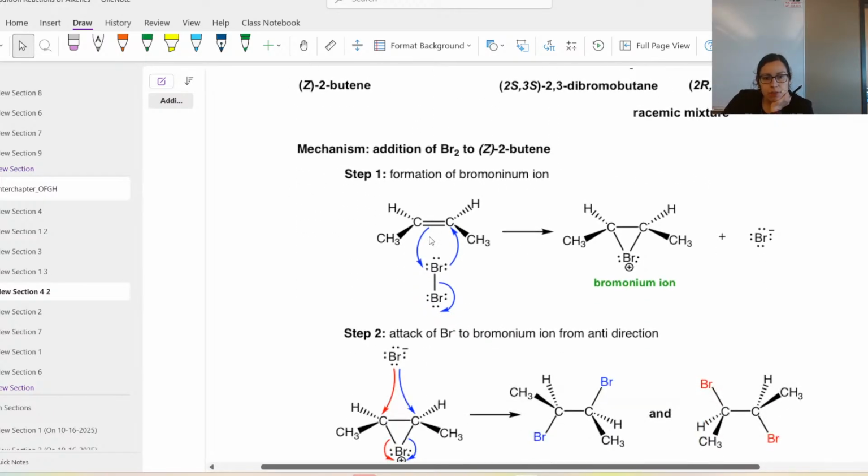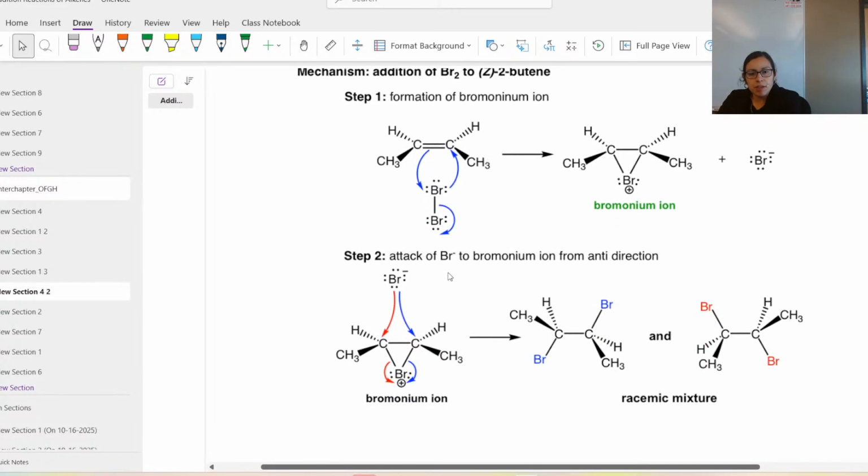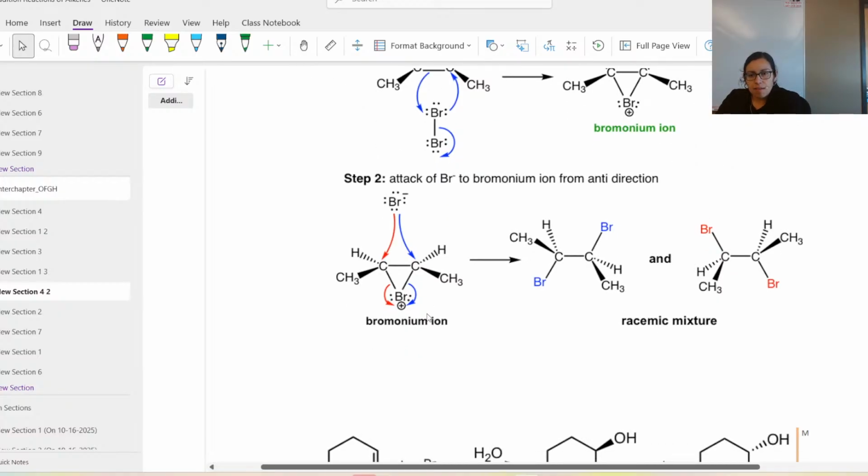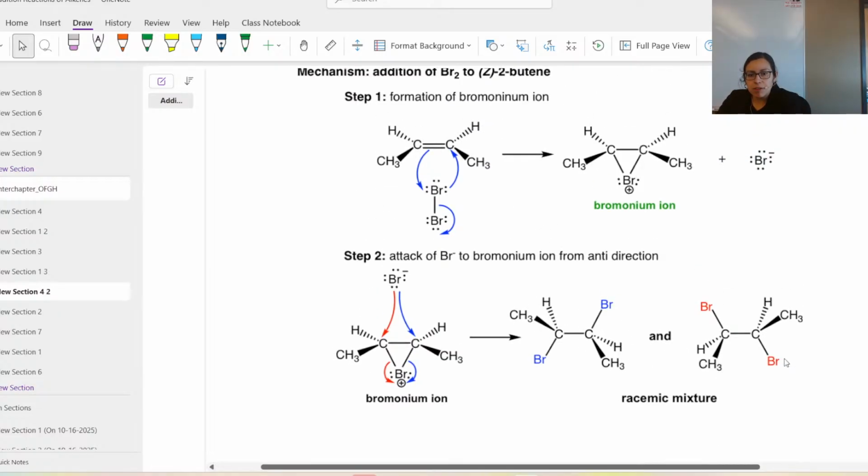And again, going through the mechanism, so we still have that same bromonium ion still forming in the anti-direction. It's just, based off of our starting material, we get this racemic mixture here.